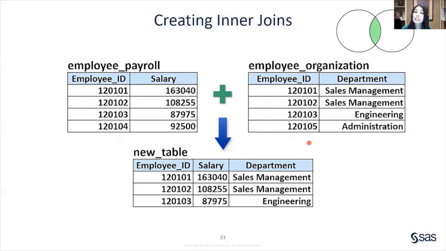Because I'm performing specifically an inner join, which is the default type of join in the query builder, only matches will be included in my output table, which include employee IDs 01 all the way through 03. Now, there are different types of joins that we can perform in the query builder, but in this tutorial, we're going to focus on inner joins.